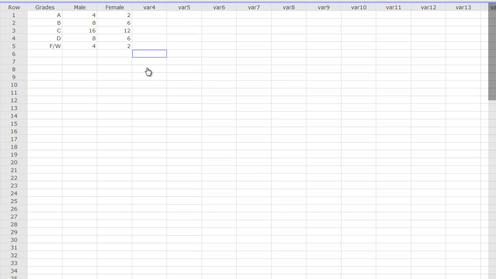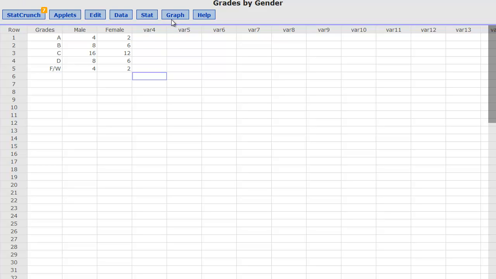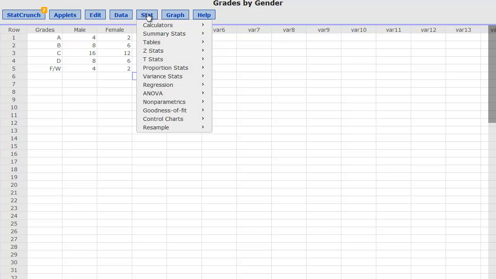So here I go to StatCrunch, okay, and all right, we're going to show everything now. What I want to do is I actually want to go ahead and hit stat. And what we're going to do is we're going to go down to tables, and we can actually see that contingency table is an option in StatCrunch. So this is really nice.